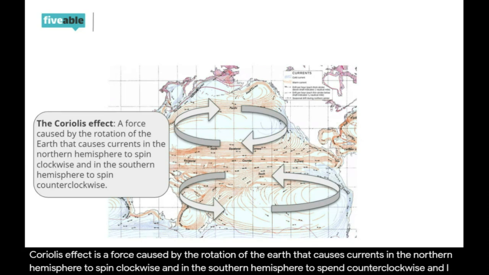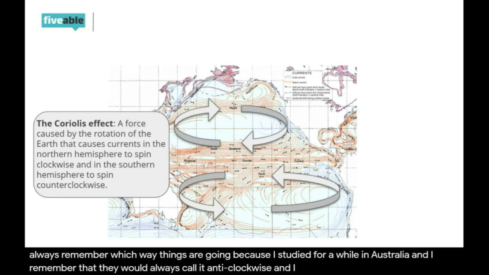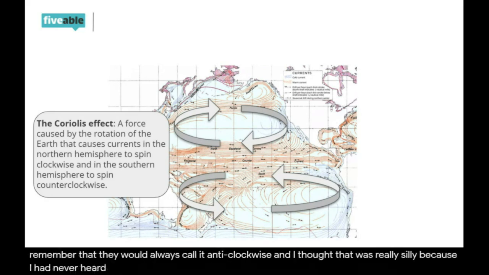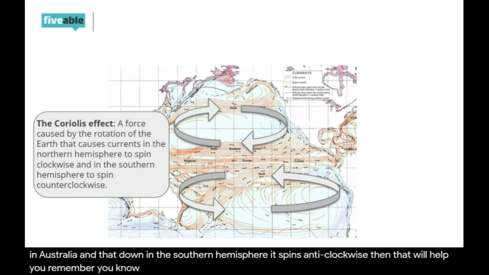And I always remember which way things are going because I studied for a while in Australia, and I remember that they would always call it anti-clockwise, and I thought that was really silly because I had never heard someone call it anti-clockwise. So if you can remember that they say anti-clockwise in Australia, and that down in the southern hemisphere it spins anti-clockwise, then that will help you remember which one is which. Northern hemisphere is clockwise, and southern hemisphere is anti-clockwise.